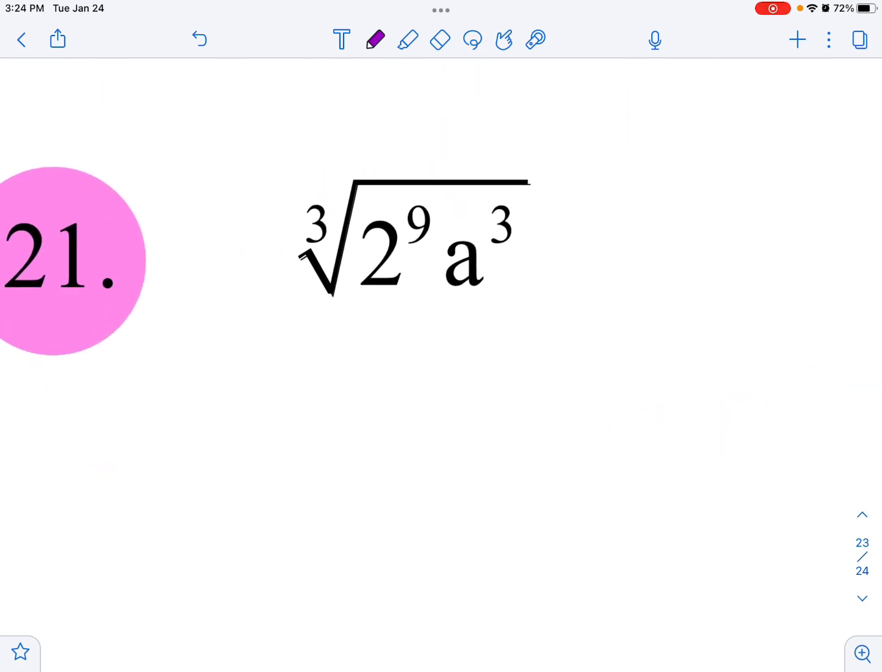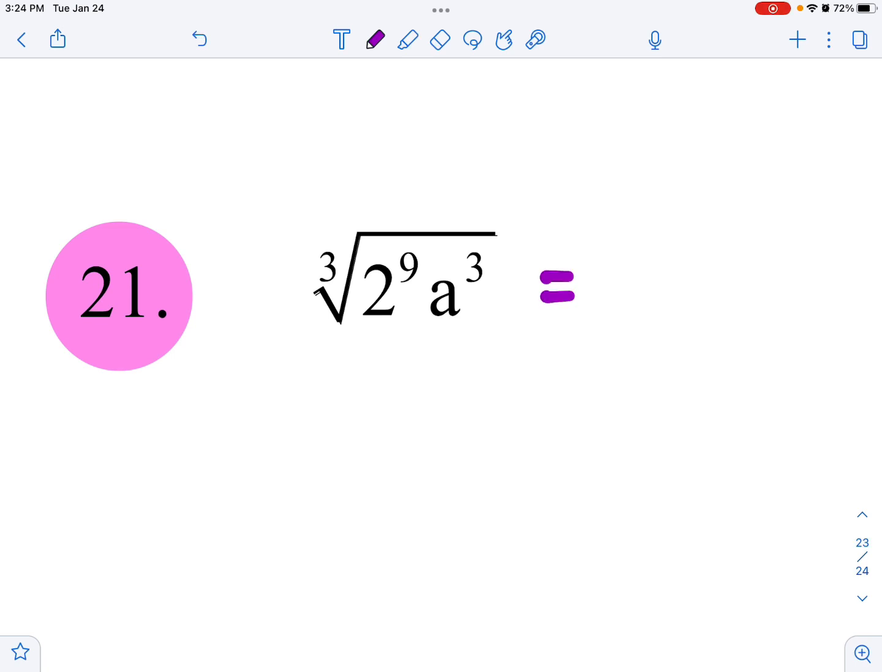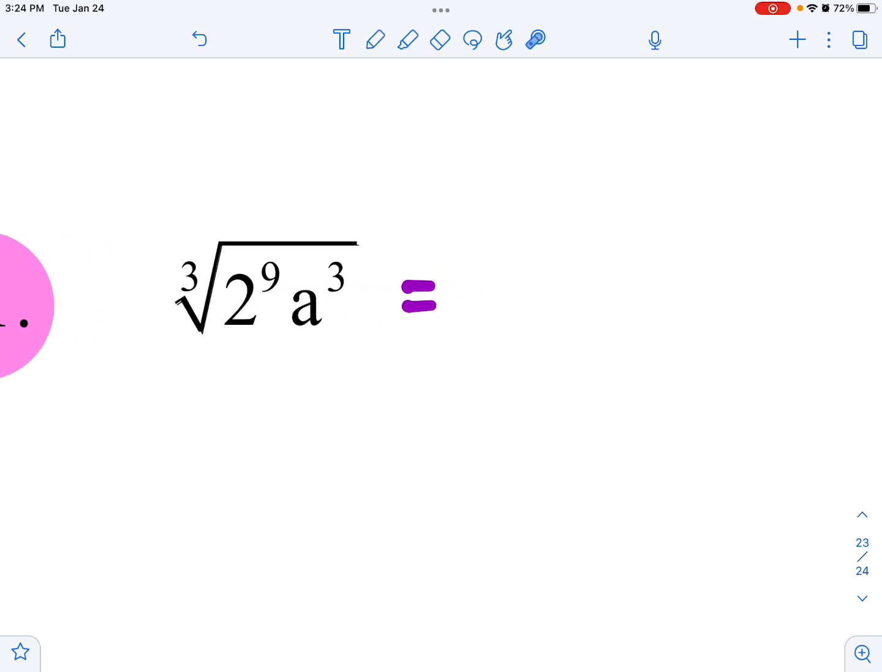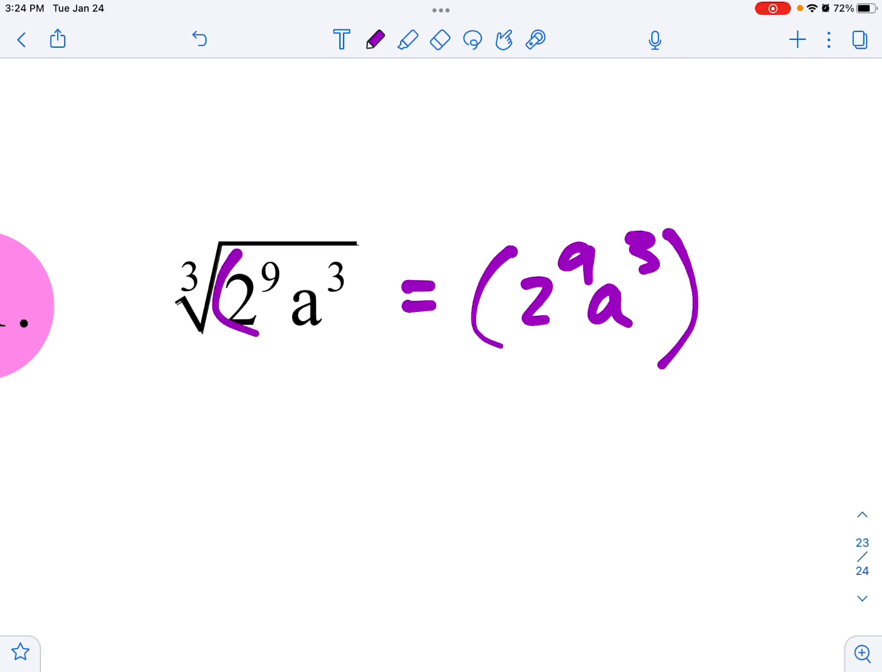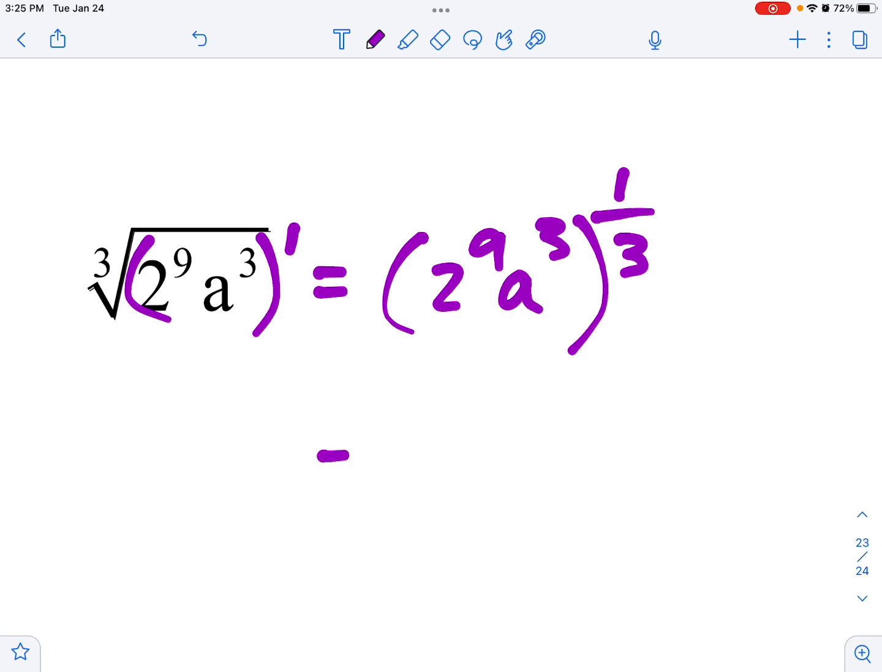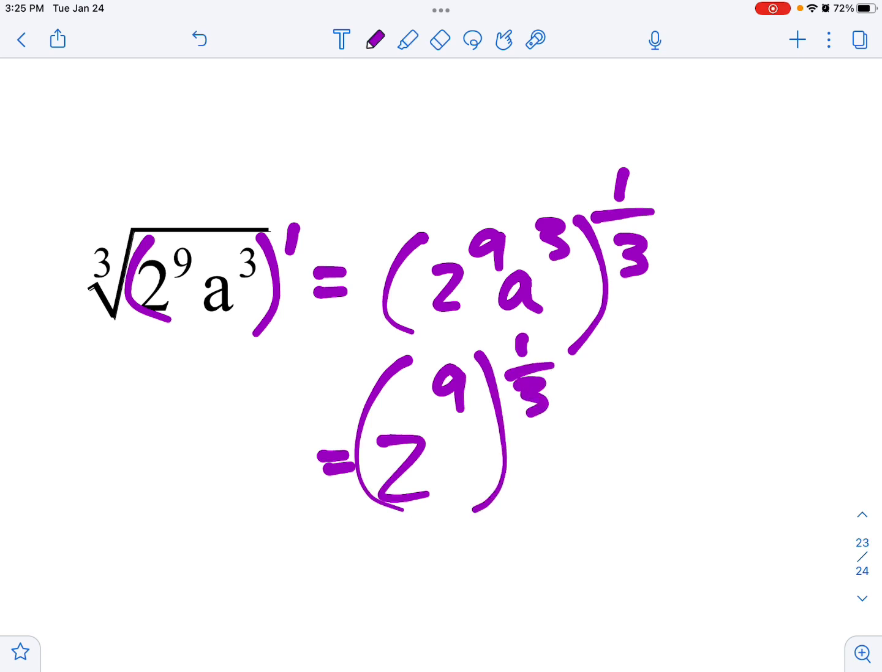What about this one? This is kind of weird. I have multiple things inside this. So what I'm going to do is write 2 to the 9th, a to the 3rd in parentheses. And then remember, if there's no number here, it's just a 1 exponent. So I'm going to put 1, and then this 3 goes down here. Okay, and if we know anything about properties of exponents, I can actually distribute this 1/3 to both of those exponents. So this is going to be 2 to the 9th to the 1/3. And this is going to be a to the 3rd to the 1/3.